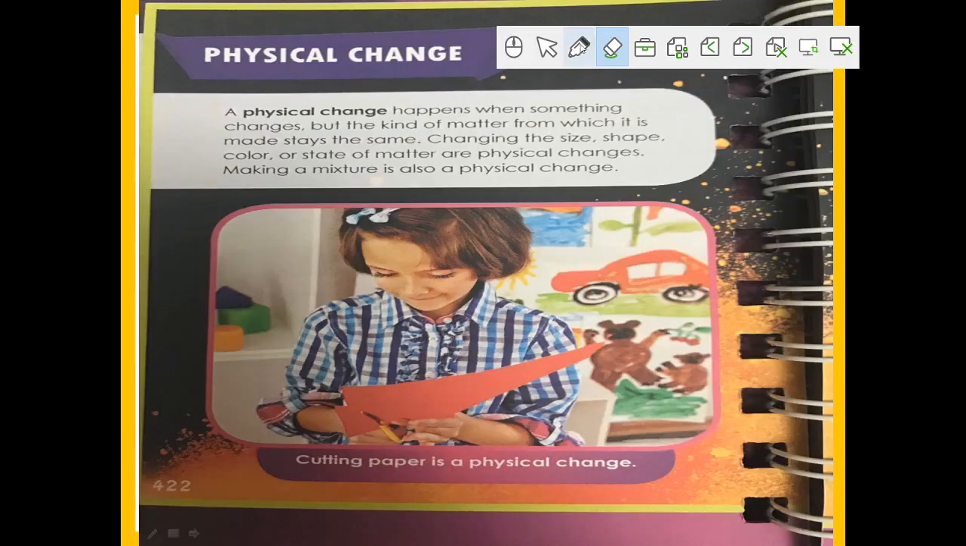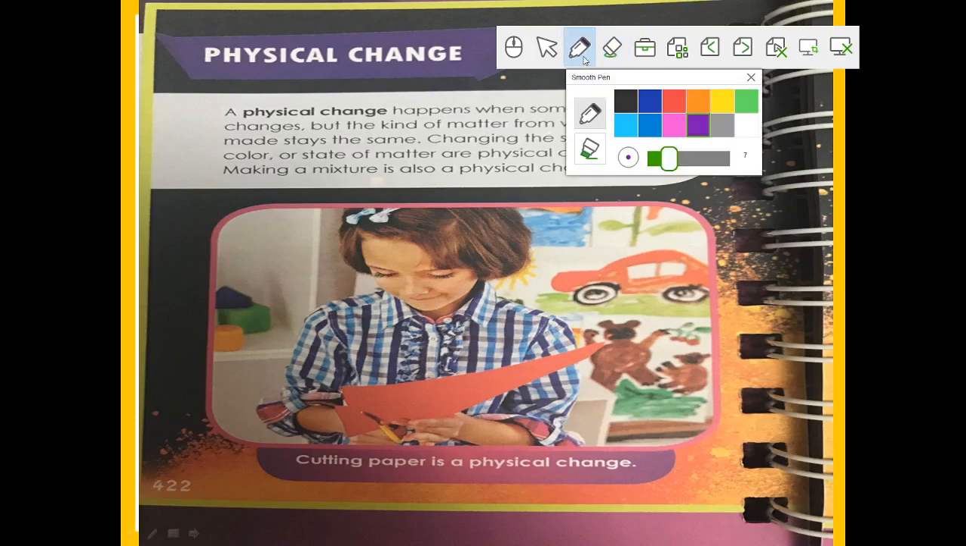Yalla. Bring your highlighter and highlight with me.